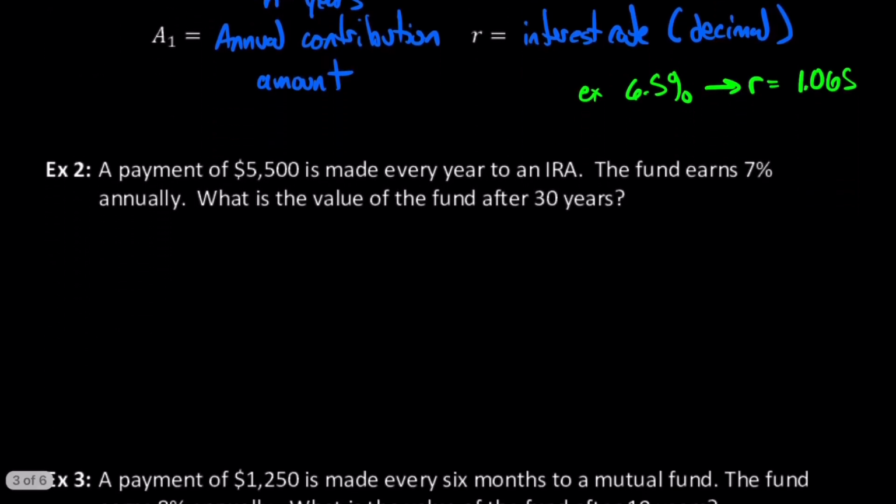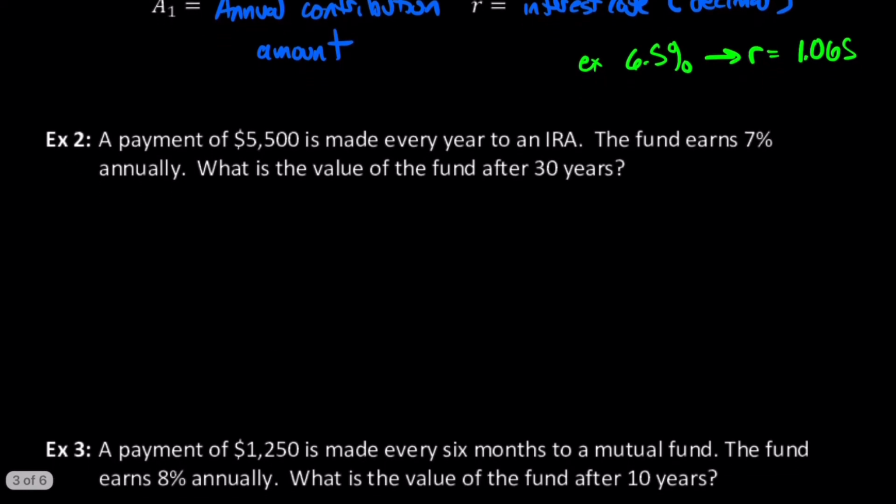Okay, let's try an example. It's pretty straightforward. Basically, we're just plugging into the formula. You just need to know what formula to use, and then we plug in. So here we go. We have a payment of $5,500 is made every year to an IRA. We're going to assume the fund earns 7% annually. What is the value of the fund after 30 years?